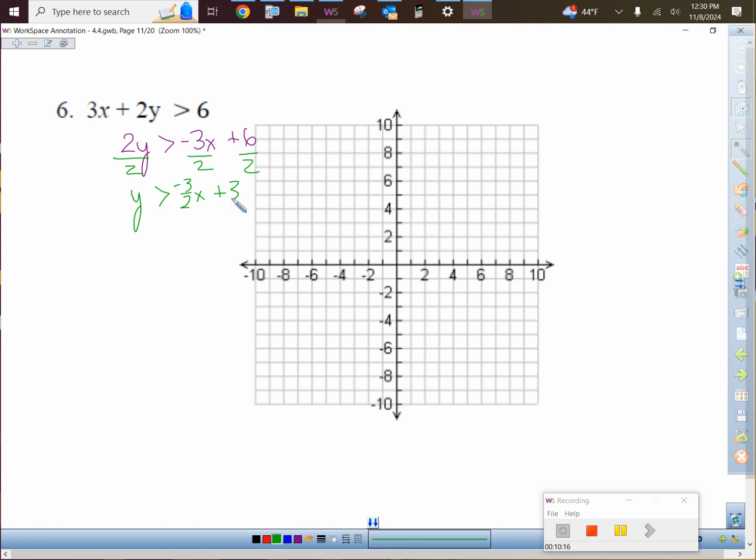Now, why did I like that one? Because I know the slope and I know the y-intercept right now. What is our slope? Excuse me, what is our y-intercept? 3. And then we will go down 3 to the right 2, down 3 to the right 2, down 3 to the right 2.